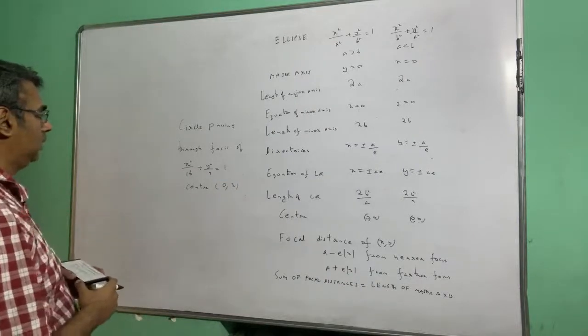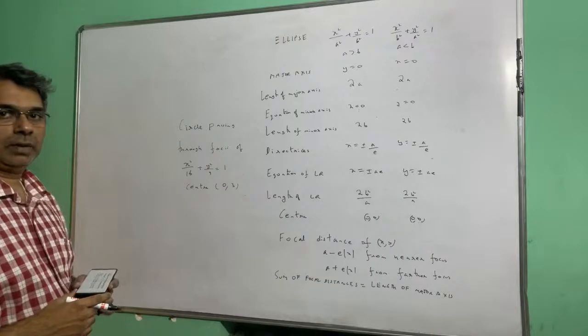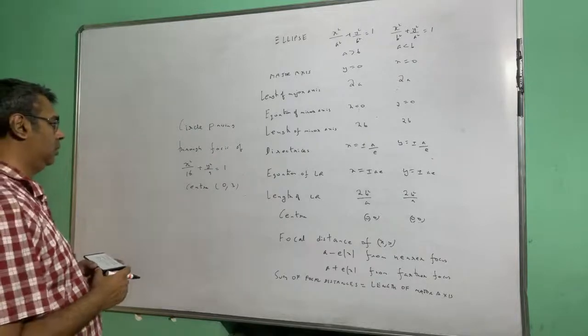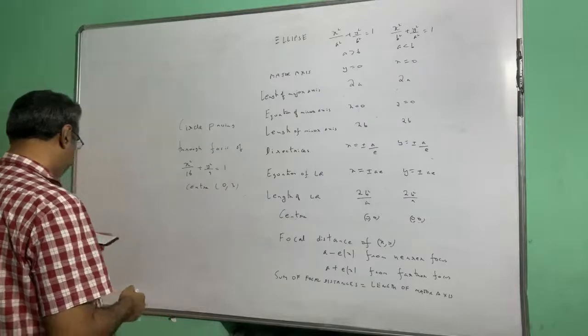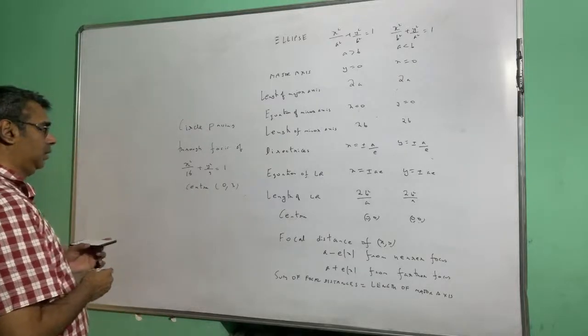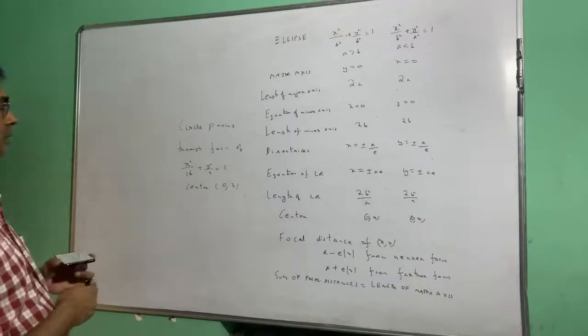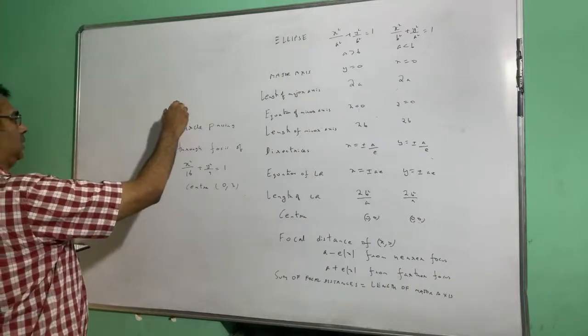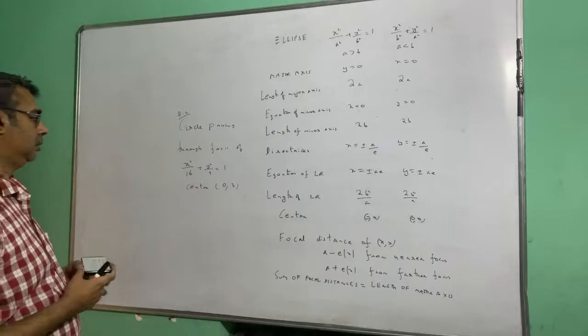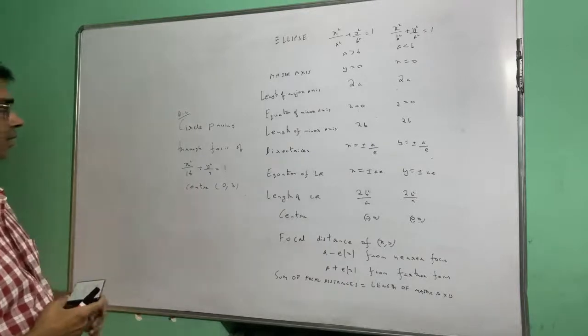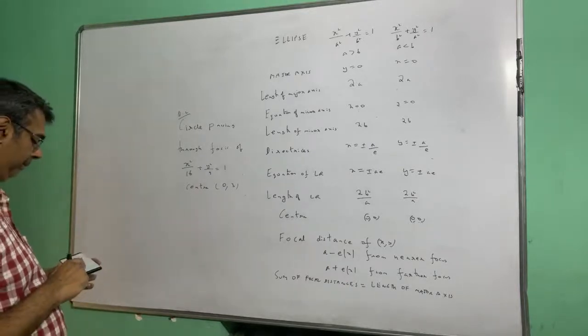Okay, now let's have a look at this question. Find the equation of the circle passing through the foci of x square by 16 plus y square by 9 equal to 1 and center is 0, 3. Okay, so this is the question. So this is the second question of today. Find the circle passing through the foci of this and center is 0, 3.